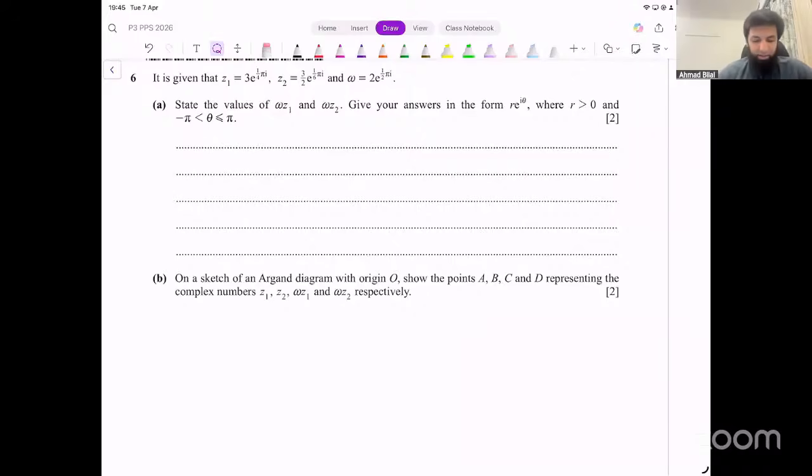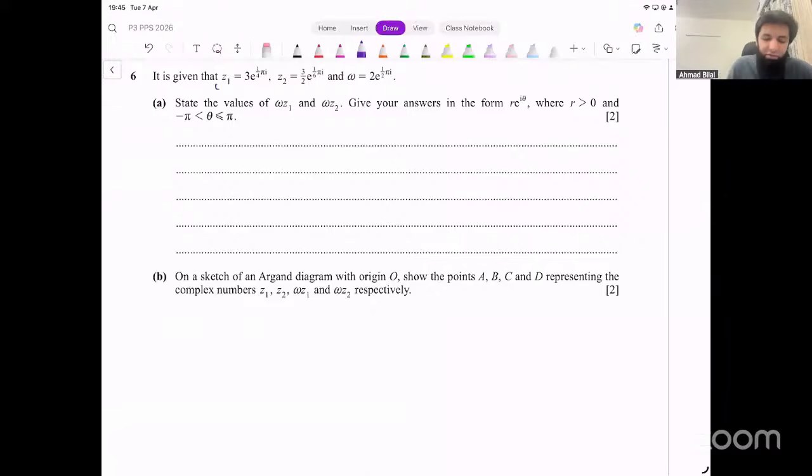They are saying it is given that z1 is equal to this, z2 is equal to this, and w is equal to this. These are three complex numbers written in the form r e raised to power iota theta. That's the form that these numbers are given in. We need to state the values of wz1 and wz2, giving our answer in the form r e raised to power iota theta, where argument is supposed to be between minus pi and pi.